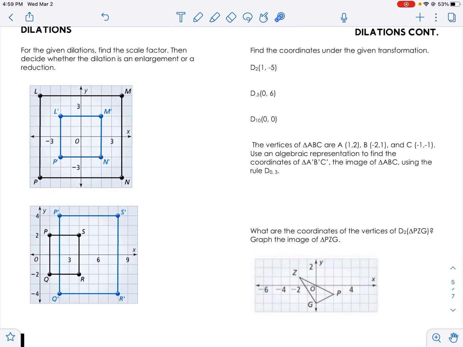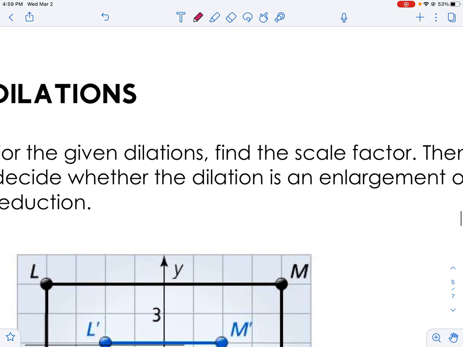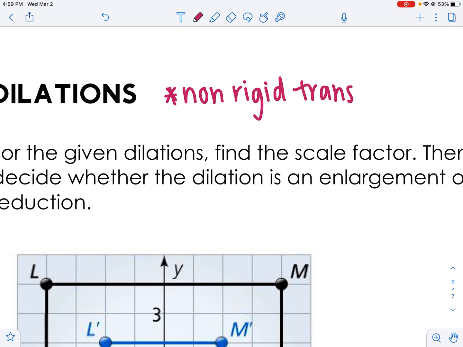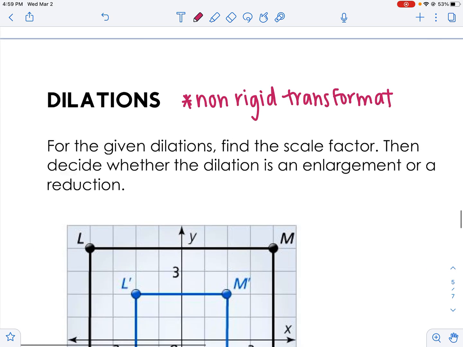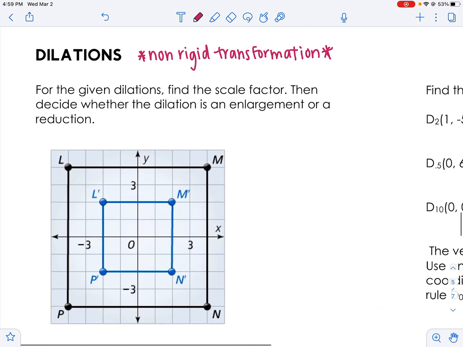A dilation is when an image gets larger or smaller, but we don't say larger or smaller, we say reduction or enlargement. So dilations are our only non-rigid transformation. And if you think back, non-rigid means that the size changes. These are not congruent. It might be the same shape, but it's definitely not the same size anymore.